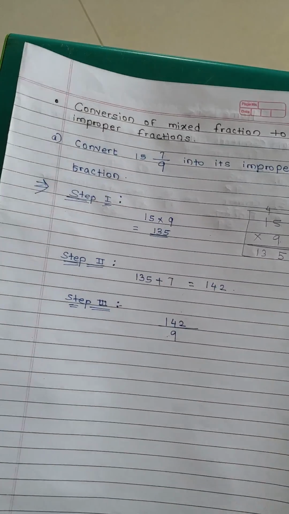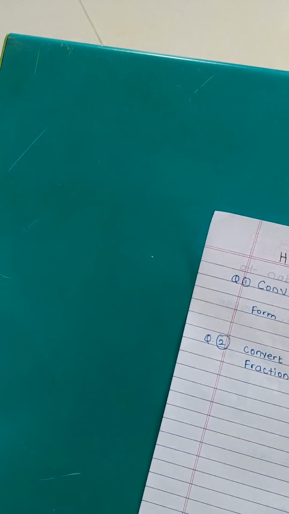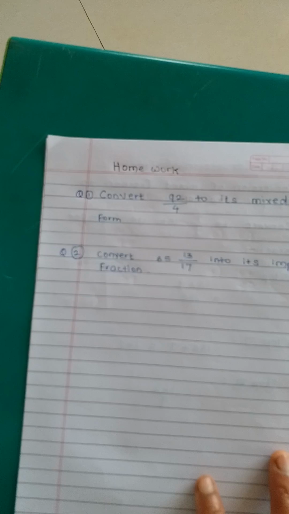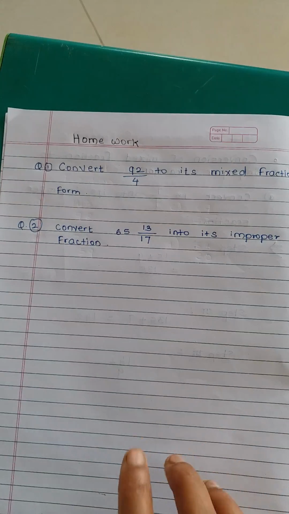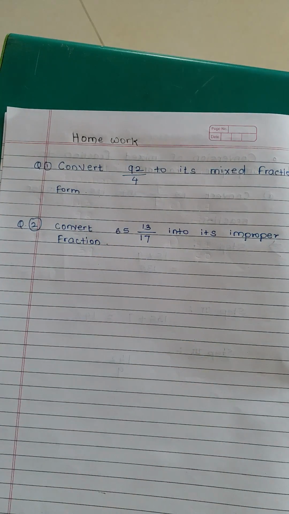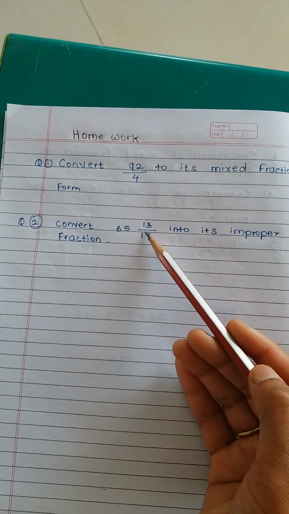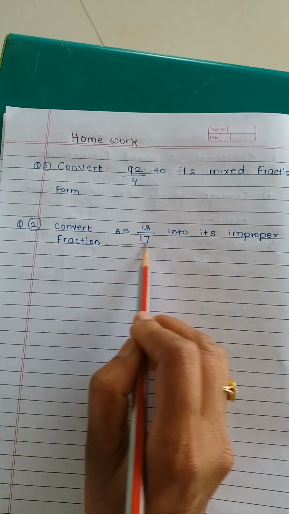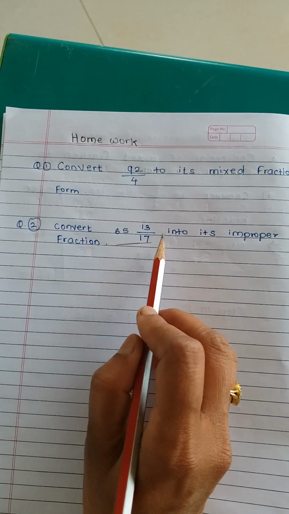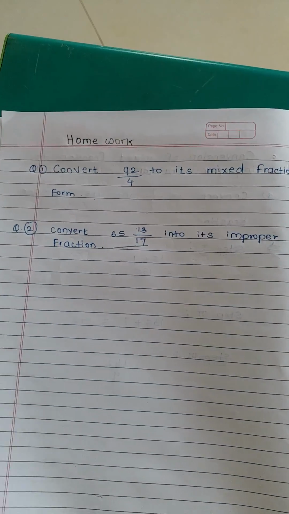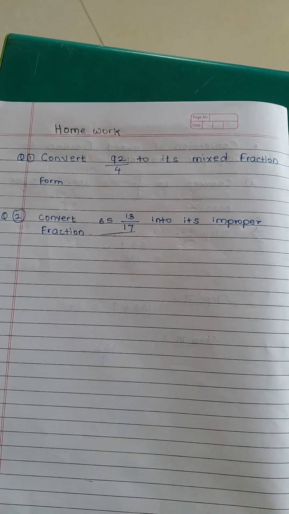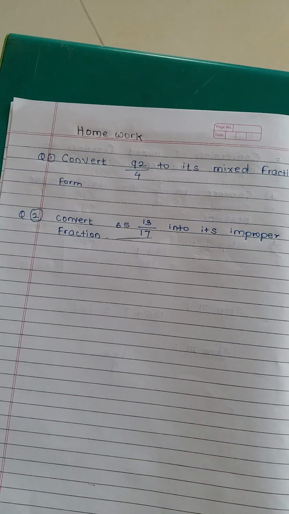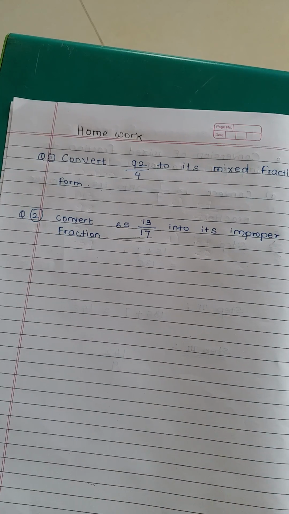Okay. So on the basis of that I also want to give one homework. The second example of your homework is very simple, my dear students. Convert 65 and 13 divided by 17 into its improper fraction. Here we have a mixed fraction and we have to convert it into an improper fraction. Okay my dear students, understood how to convert improper into mixed and mixed fraction into improper fraction?